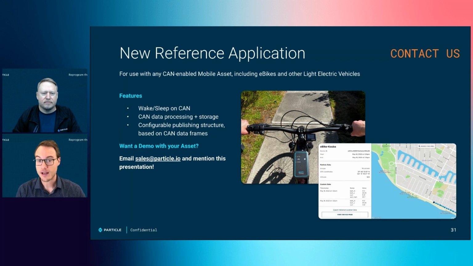In a few days, and just 400 lines of code, I was able to tap into my bike's CAN bus, connect it to my Tracker 1, and get it talking to the Particle Cloud. Now, my reference app includes a few new features here. The first is wake up and sleep based on CAN activity on the bus. So when I start my bike up, the tracker is automatically going to wake from sleep and start connecting to the cloud, get a GNSS fix, and begin to publish. And when I turn my bike off and I've arrived at my destination, the tracker is going to go to sleep after a configurable interval.